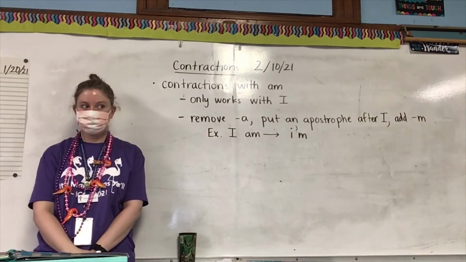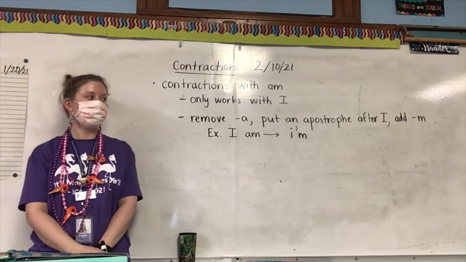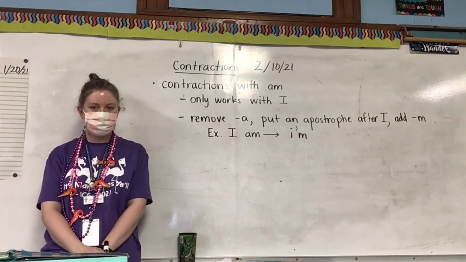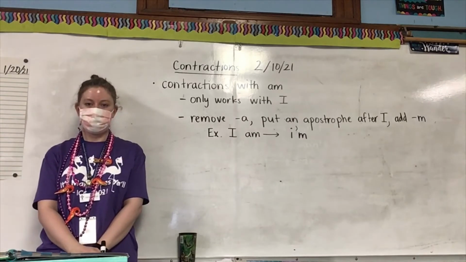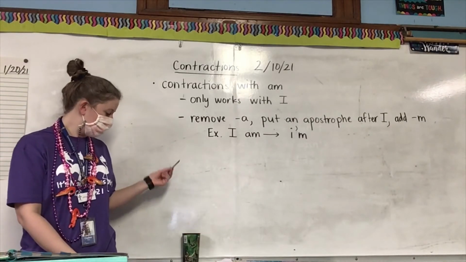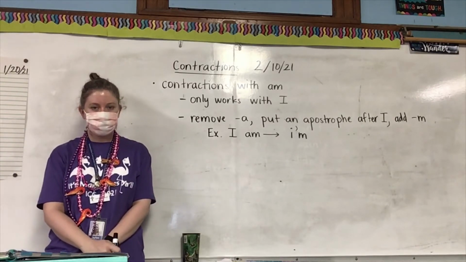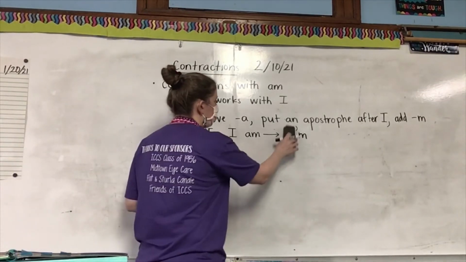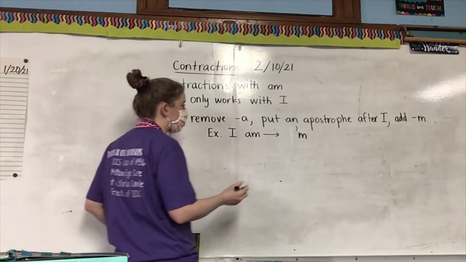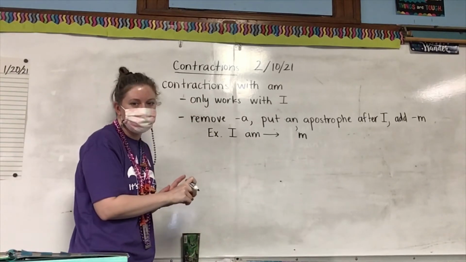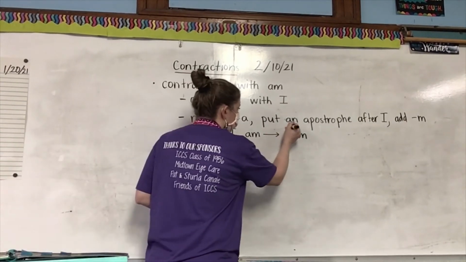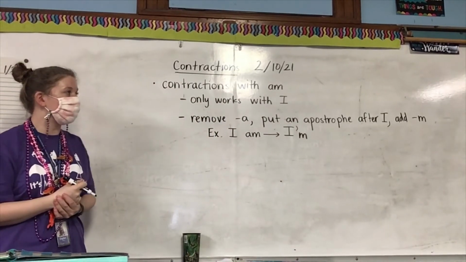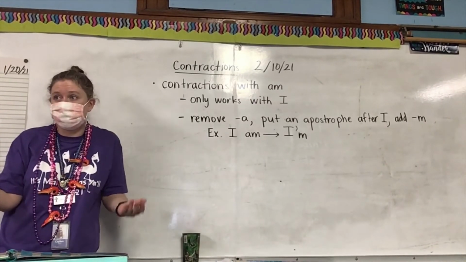There's something wrong. Am I finished? Am I done? Did I do it right? What happened? Smith, what did I do wrong? You made the I lowercase. I made the I lowercase. If we're making a contraction with I, it is always, always, always what, Smith? Capital. Very good.